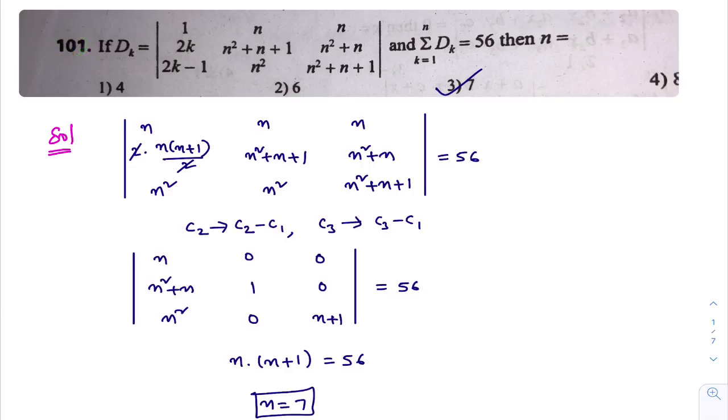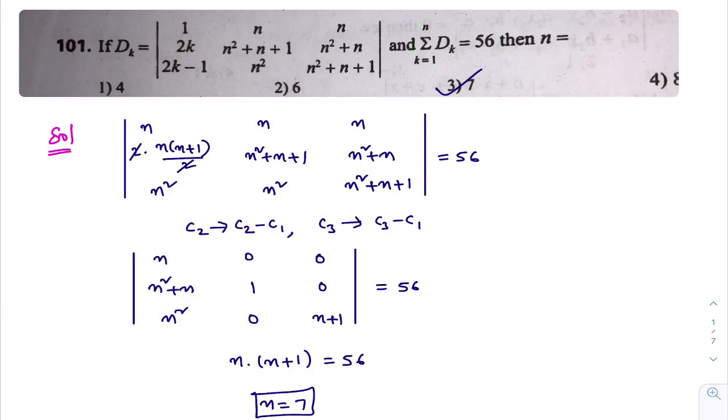They have given a determinant like this, Dk. This is the given determinant. And they have given that sigma k equal to 1 to n Dk is 56. Then what is the value of n?